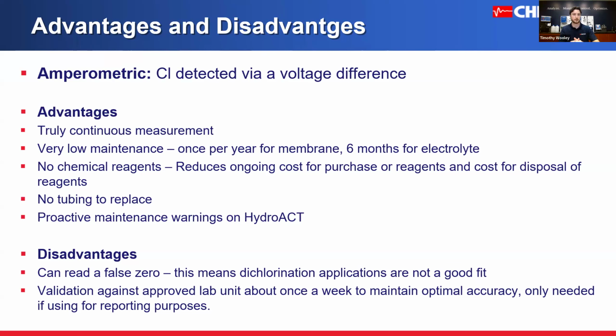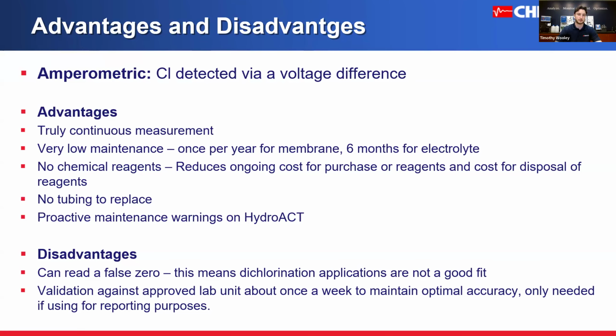And I have in here validation against an approved lab unit about once a week to maintain optimal accuracy. It's important to note that this once a week calibration is really only needed if you are reporting to any sort of regulatory agency. Oftentimes the EPA, but any regulatory agency that you need to report to might require once a week validation against a benchtop DPD analyzer. Typically, if you're not using these for regulatory or reporting purposes, we advise about 1 month before calibrations or verifications, but it can go easily up to 6 months without calibration and still remain within a very acceptable range for chlorine detection.